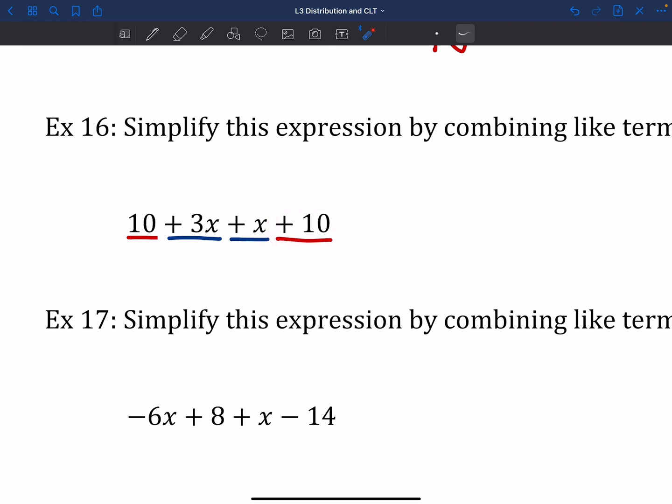So you might notice that on mine, I didn't just underline the 10, I also underlined the plus sign that was in front of it, right? So just like when we're doing distributive property, we want to grab the symbol that comes in front of it, right? I also did that with this 3x and also this regular x, right? I grabbed that plus sign in front of it so I know what I'm supposed to do. So when I go through this problem, right, I'm going to start by just combining the like terms.